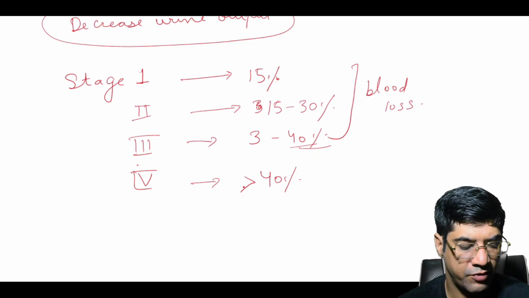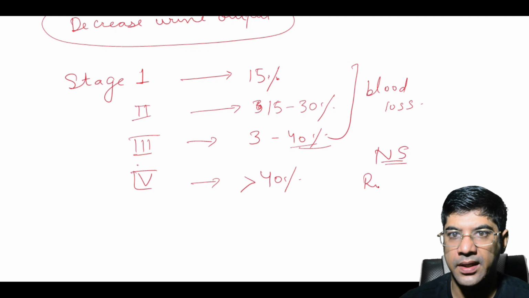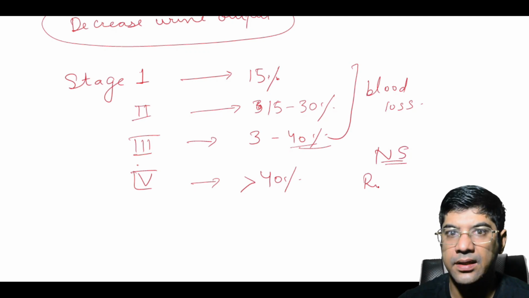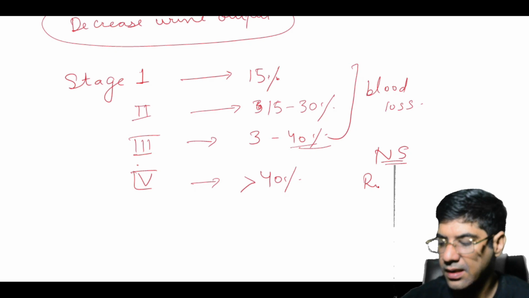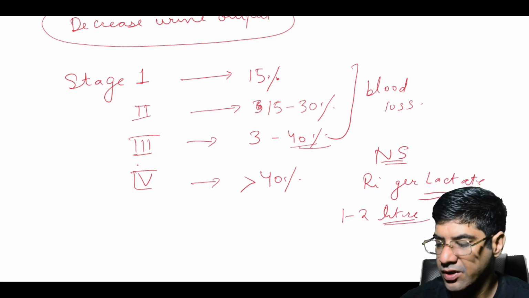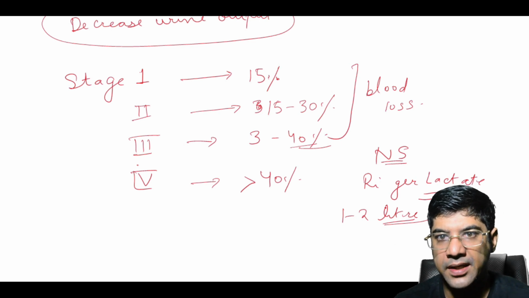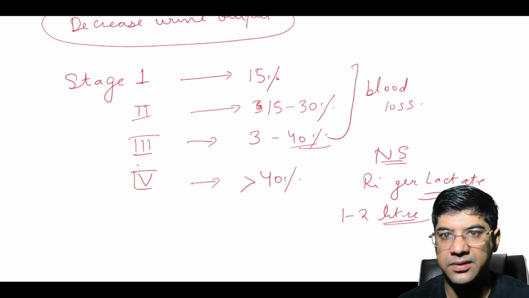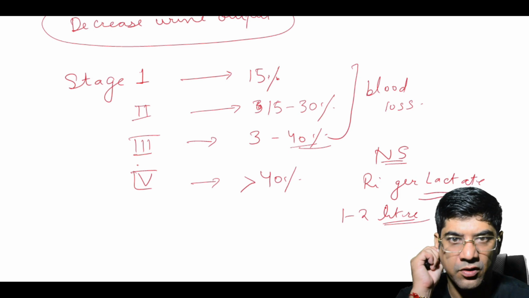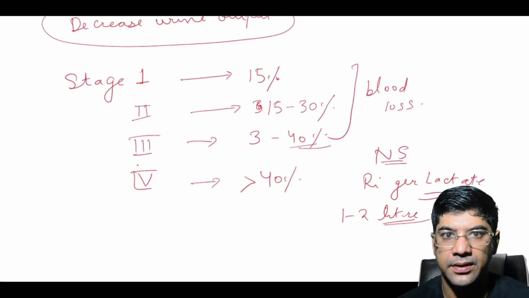Now, management of the hypovolemic shock. First is fluid resuscitation, the cornerstone. They start with the isotonic crystalloid, that is normal saline or ringer lactate. Rapid infusion of around 1 to 2 liters is given. If there is ongoing hemorrhage, blood products like packed red blood cells, fresh frozen plasma, and platelets are essential to replace the lost blood components and maintain oxygen carrying capacity.